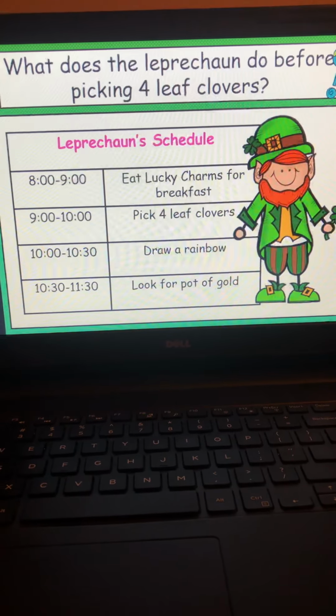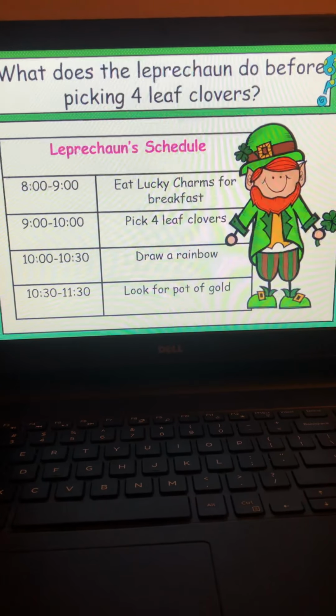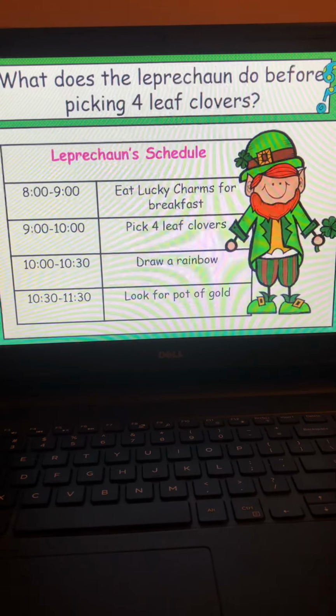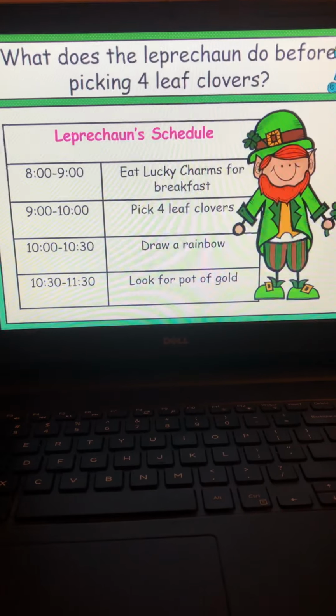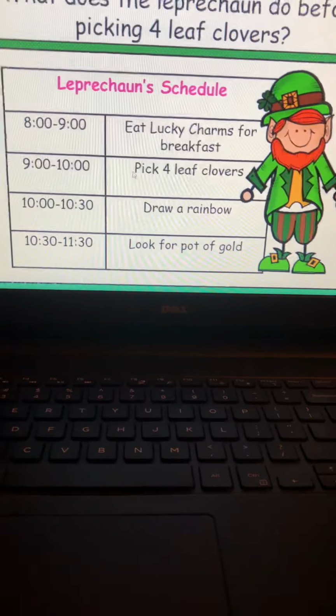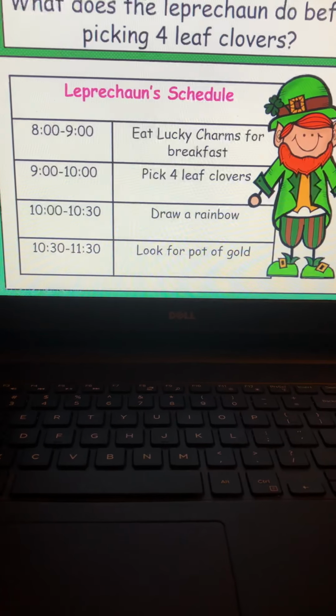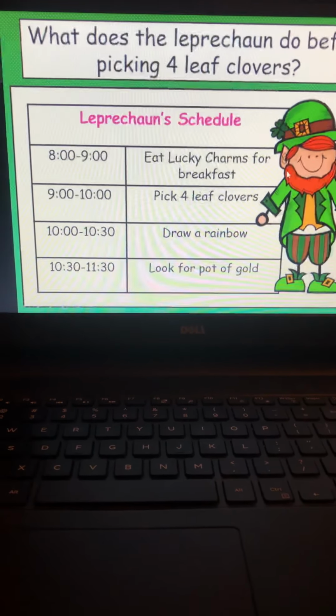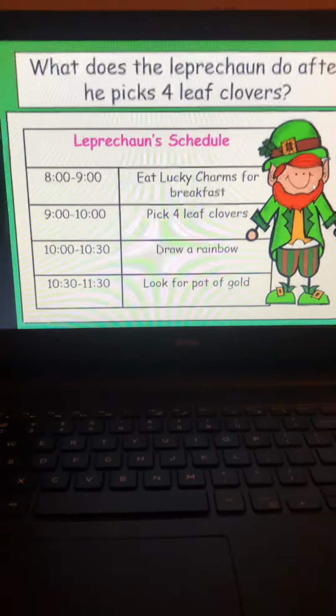All right, the correct answer that you should be writing down right now that happened before he picked 4-leaf clovers was eat Lucky Charms. You can see he picked 4-leaf clovers here. Right above that would be what happened before, to eat Lucky Charms for breakfast.